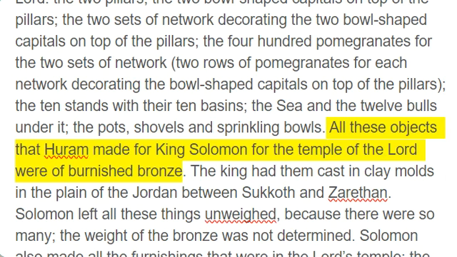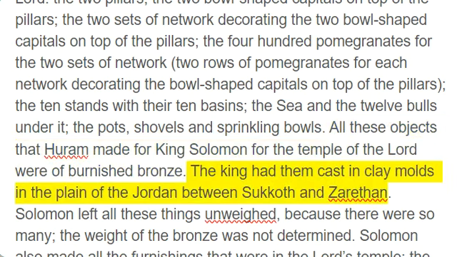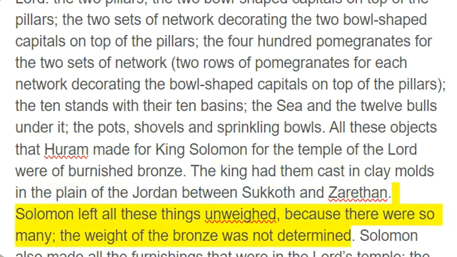All these objects that Hiram made for King Solomon for the temple of the Lord were of burnished bronze. The king had them cast in clay molds in the plain of the Jordan between Succoth and Zarethan. Solomon left all these things unweighed, because there were so many, the weight of the bronze was not determined.